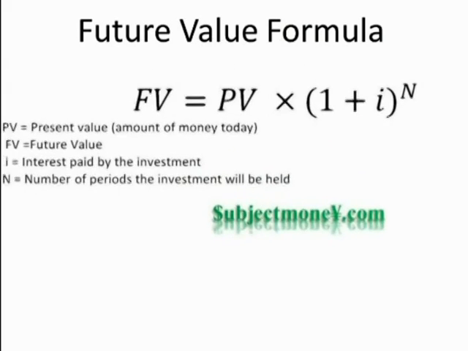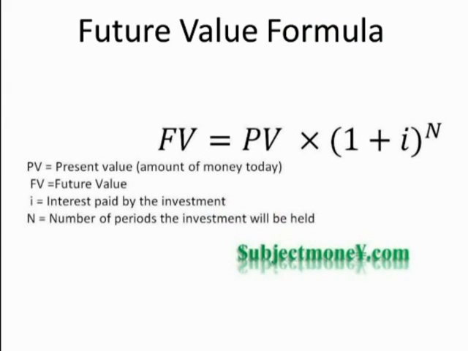Now for the future value formula. There are three pieces of information needed to calculate the future value. We need to know the present value, which is the amount of money today, represented by PV. We need to know what the interest rate or rate of return investment opportunities are offering. This will be the discount rate when finding present value. And we finally need to know how many periods the investment will be held, represented by N.